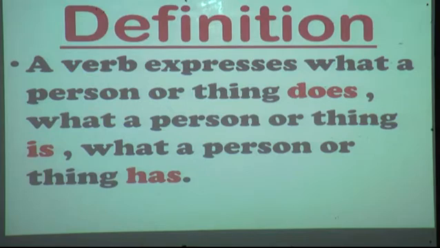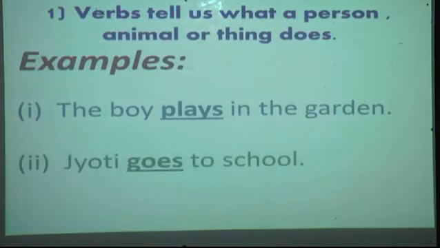Understood, students? Only three things you have to keep in your mind: does, is and has. This definition is in your book, page number 44, in the pink block. Make a star there so that you can learn this definition. It is very important that you learn all the definitions. Okay, now we are going to see each one in detail.